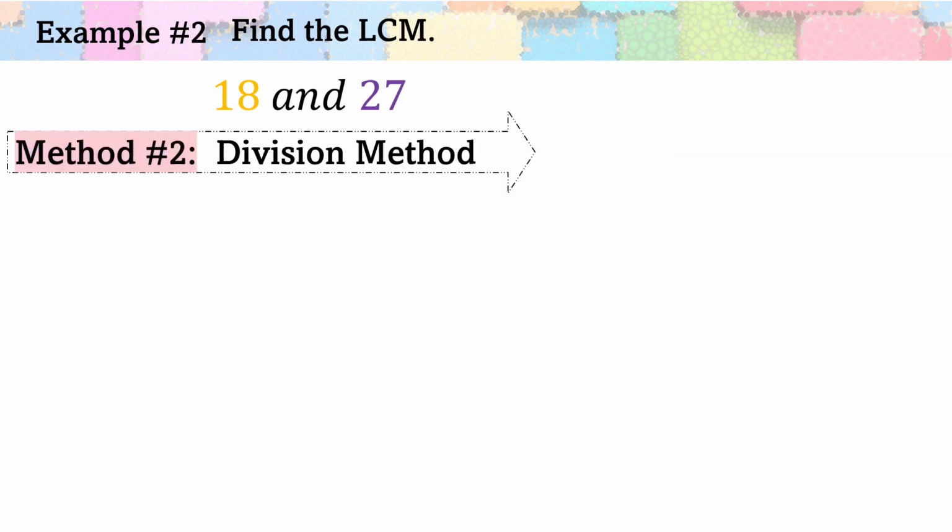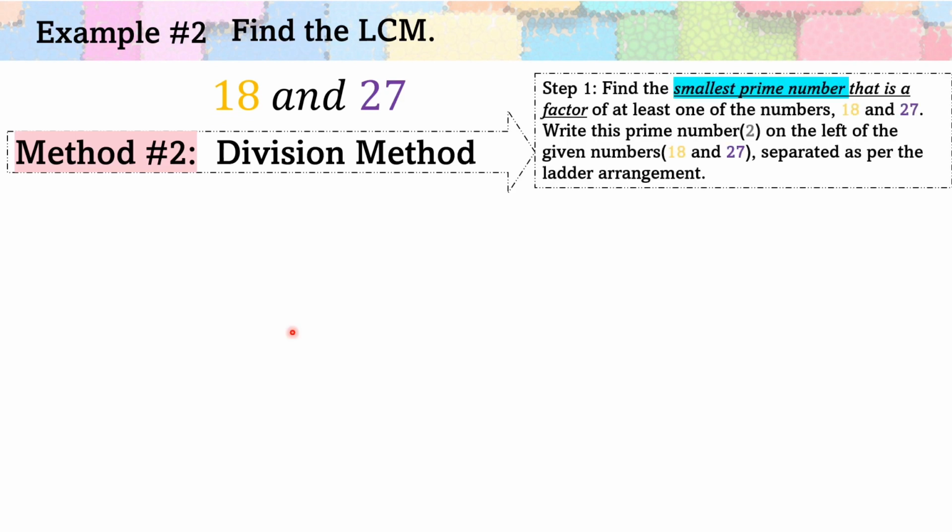Okay, method 2, the division method. Again, let's follow the 4 steps. Find the smallest prime number that is a factor of at least one of the numbers, 18 and 27. So what's the smallest?